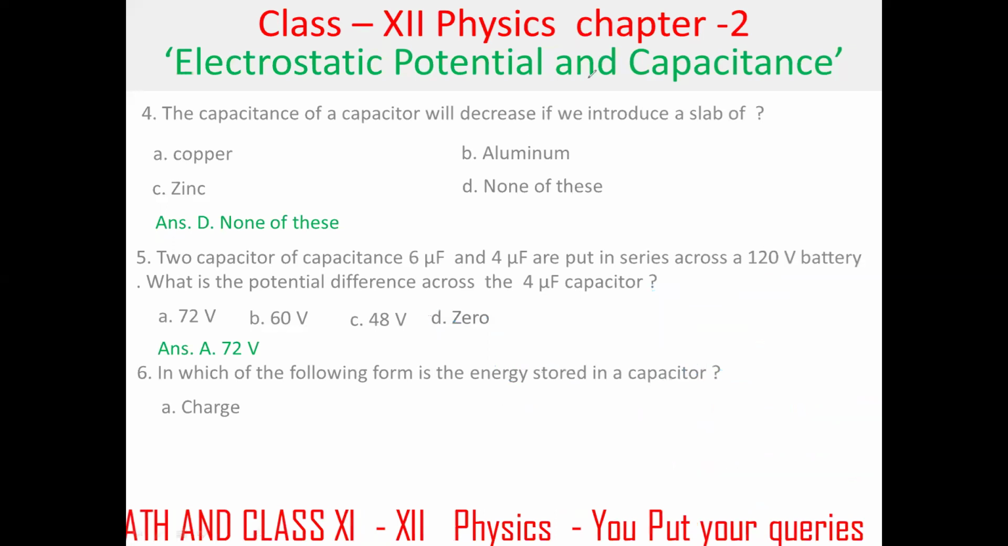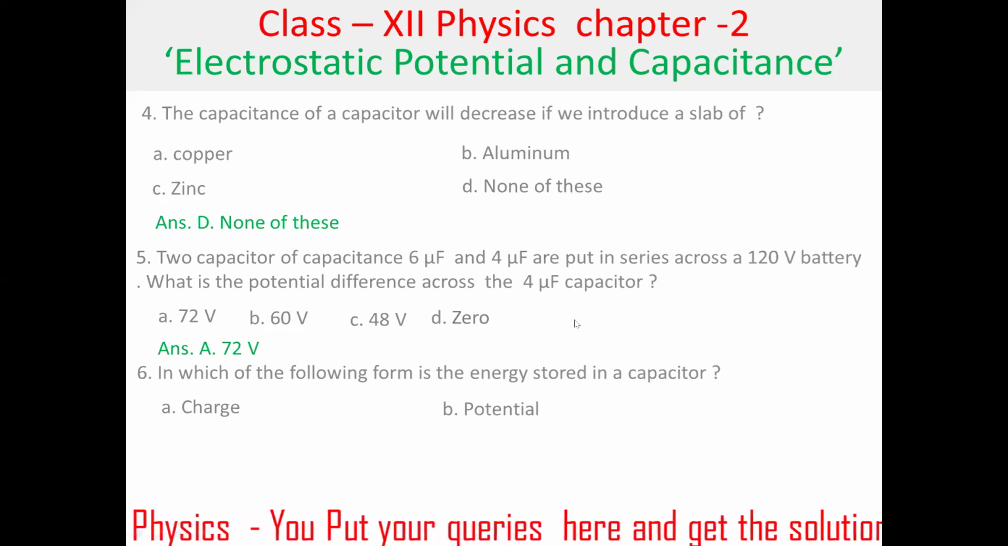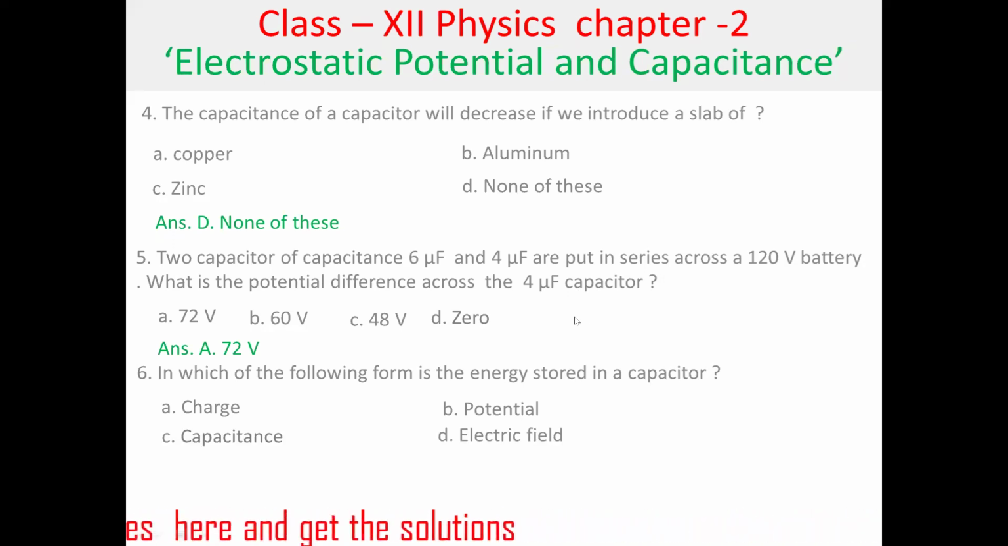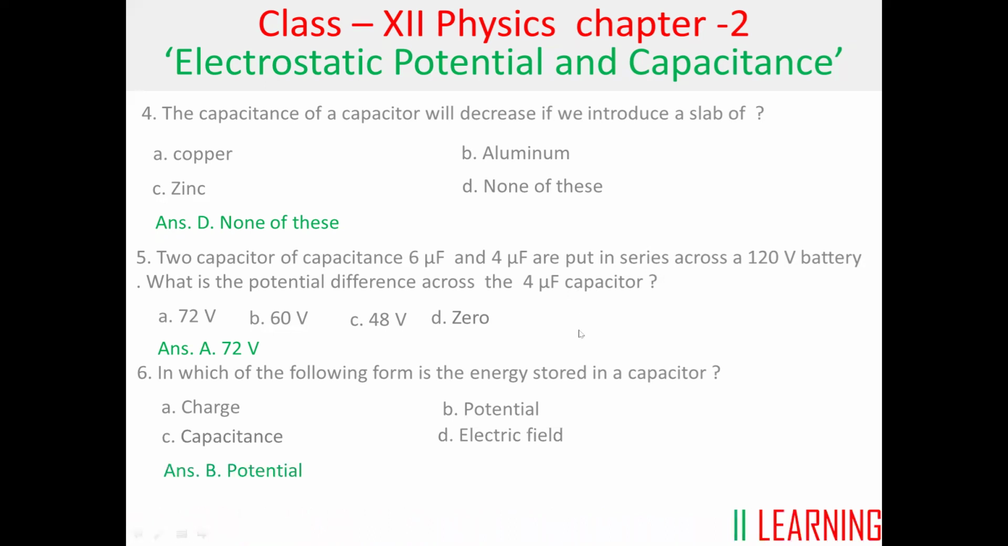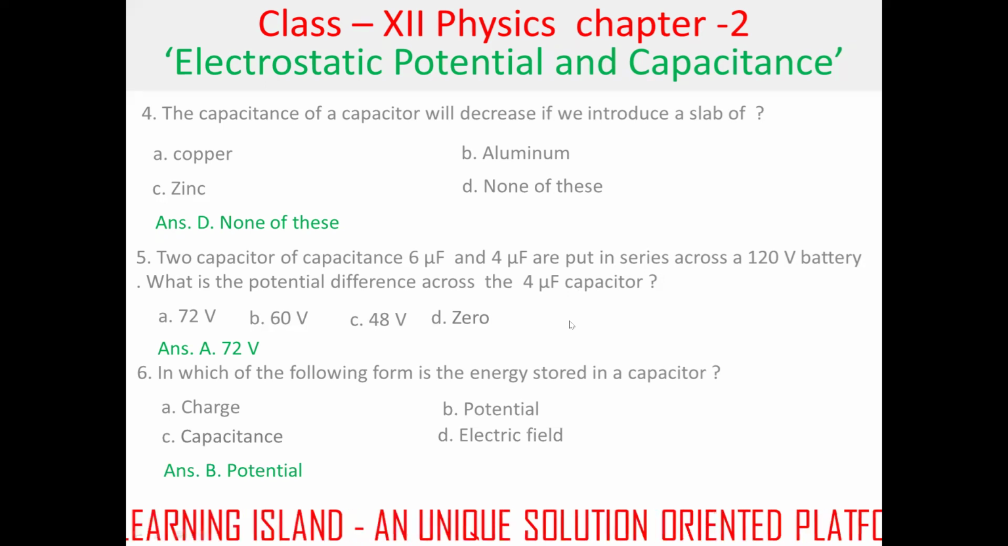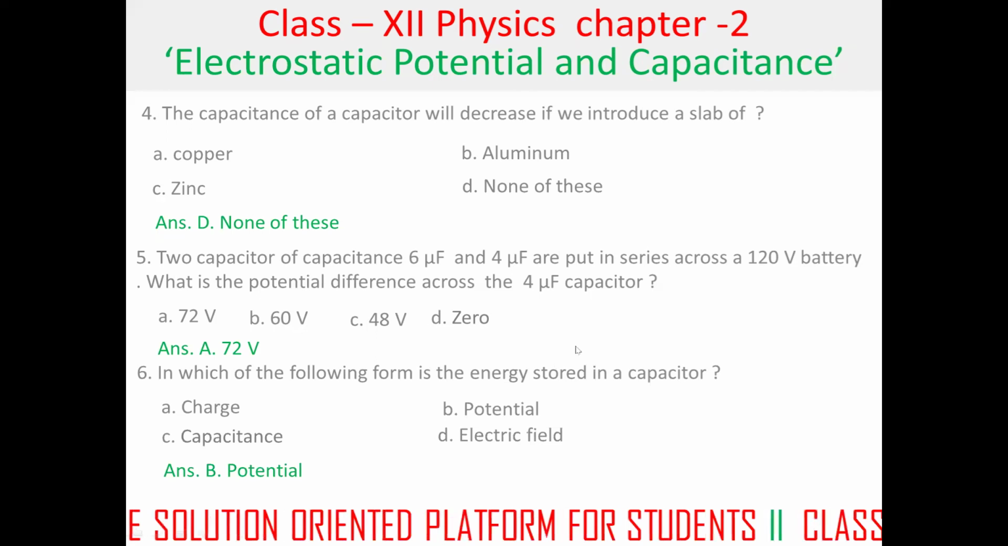So now question number 6. In which of the following forms is the energy stored in a capacitor? एक कैपेसिटर में एनर्जी कैसे स्टोर होता है? चार्ज के हिसाब में, पोटेंशियल के हिसाब में, या कैपेसिटेंस, या इलेक्ट्रिक फील्ड? आंसर इज पोटेंशियल. ओके, पोटेंशियल एनर्जी के हिसाब से इसमें एनर्जी स्टोर होती है.